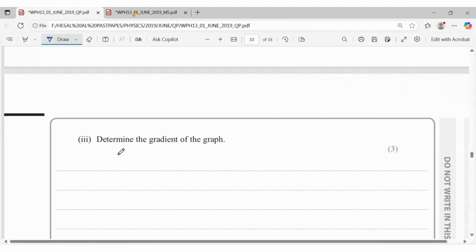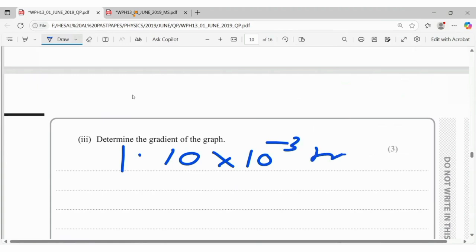It depends on how you get the value. 1.10 into 10 to the power minus 10. You have to carefully remember, you have to use a unit in here. It's meter. In this range, any value is possible.